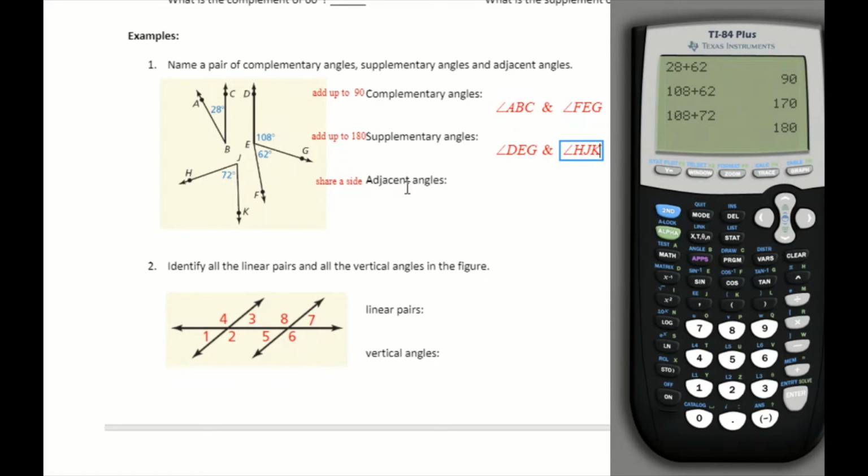Adjacent angles share a side, and there's really only one option here that you can see visually, and that's this DEG and also FEG. They both share this EG side. So that's how we're going to know that they're adjacent. Let's go ahead and name these two.